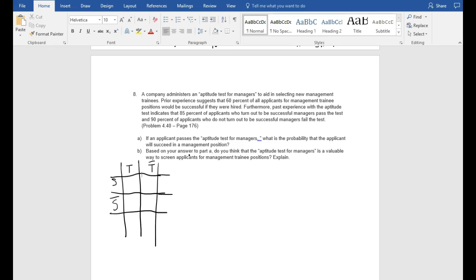And then the next objective would be, let's write down what we know. So we'll reread the important parts of the question. Prior experience suggests that 60% of all applicants for management trainee positions would be successful if they were hired.